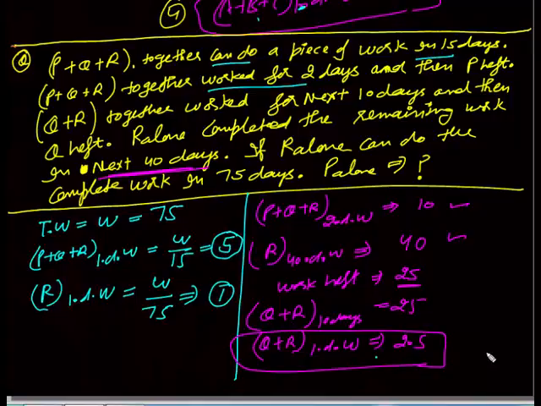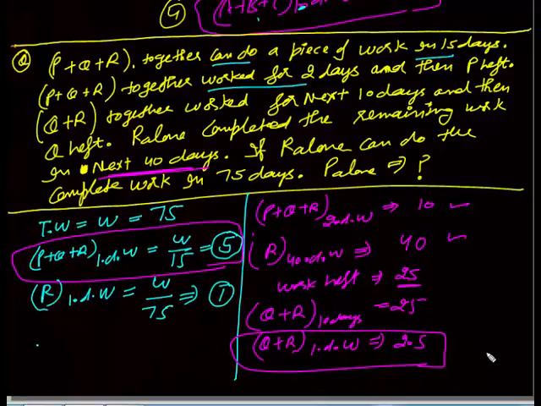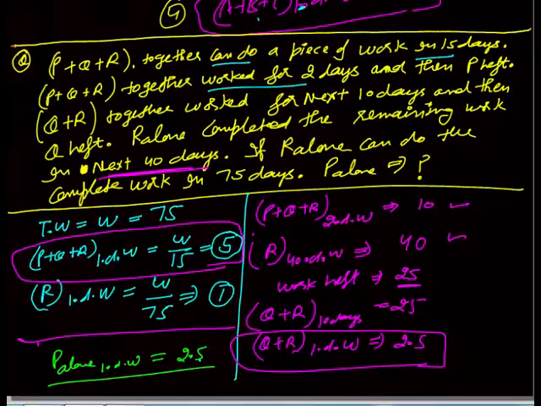Now this question is almost solved. We know that P plus Q plus R 1 day work is 5. Together they are doing 5 units of work, out of which Q and R are doing 2.5. So by common sense, what would P alone's 1 day work be? P plus Q plus R are doing 5, out of which Q and R are doing 2.5. So P alone's 1 day work is 2.5. So in 1 day P is doing 2.5 units of work.